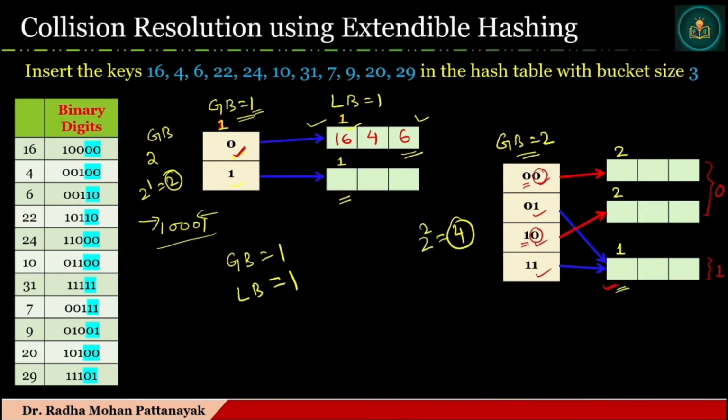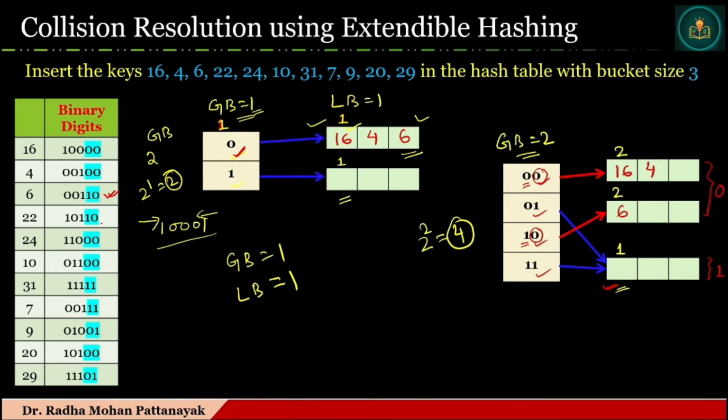Now after doing this, you go to the binary digit format of all elements and consider 2 bits to store the element. So if you consider the first 2 bits for 16, they are 00. So put 16 in the 0th bucket. Clear? Then for 4, that is also 00, means put 4 here. Then for 6, the 2 bits are 10, right? So put 6 here. Next element is 22.